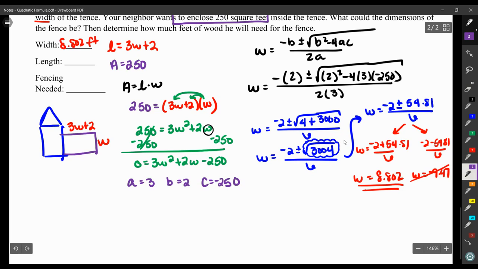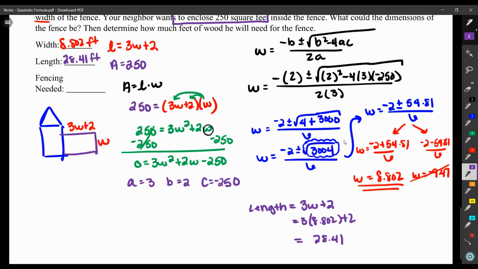Now, the second thing is I need length to finish off the dimensions. So finding the length, remember that length was 3 times the width plus 2. So 3 times my width, which is 8.802, plus 2, will give me a length of 28.41. So the length of my fence has to be 28.41 feet.